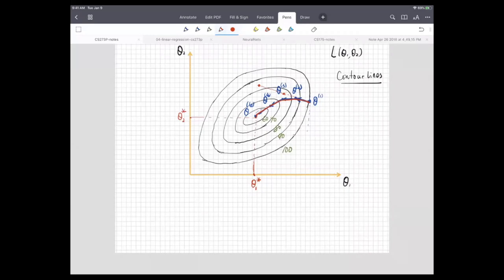As you can see, to implement this algorithm, you need to determine the direction, which, based on the gradient descent methodology, is the opposite of the gradient. And secondly, you need to determine the step size. That's called the gradient descent methodology.